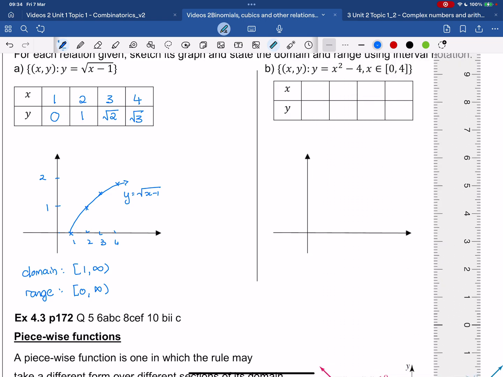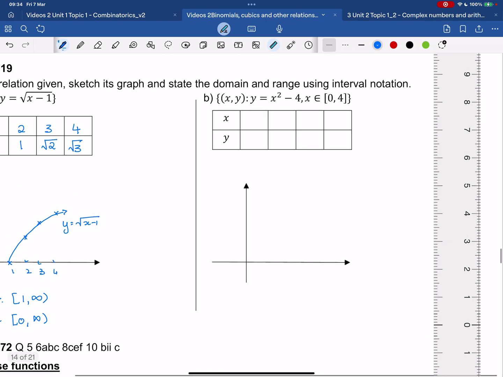Okay, let's have a look at this one. Now this says we have a graph in x and y where y equals x squared take 4, and x is an element of 0 to 4, inclusive. You've got your interval notation here. So x only goes from 0 to 4. All right, so 1, 2, 3. I'm going to add an extra point there. So x is from 0 to 4.